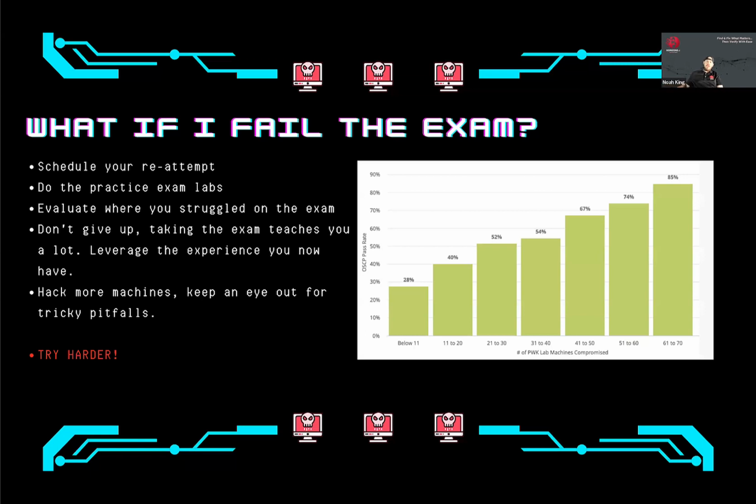I have this chart over here on the right, and this is actually from OffSec. They published an article talking about your chances of passing the OSCP. And if you look at this, this is the OSCP pass rate. So if you did only 11 boxes, this is the number of machines that you compromise, if you did 11 boxes, you have a 28% chance of passing.